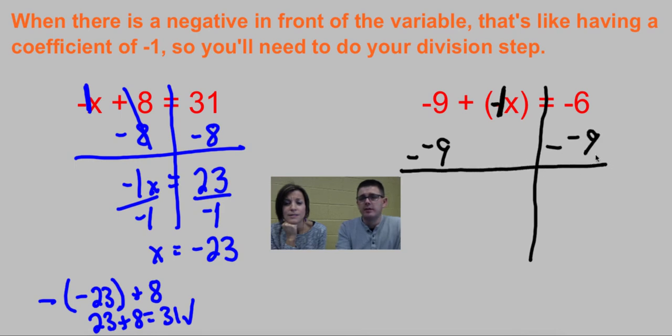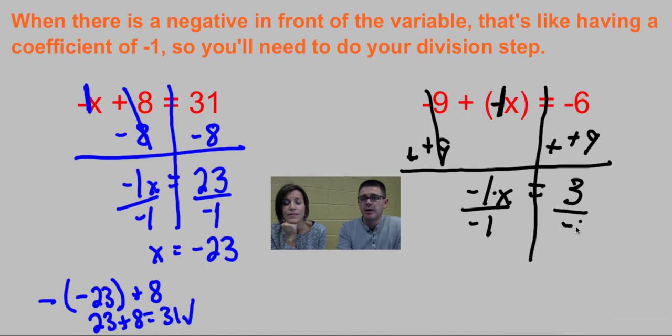You should immediately be going, oh, I'm going to change that to adding the opposite. I don't like subtracting a negative. -6 plus +9 is +3. -9 plus a +9 turns to 0, so that drops out. And I'm left with -1x. Putting in that 1 reminds us that I do have something in front of x I have to get rid of. They're multiplying times -1, so I'm going to divide both sides by -1.